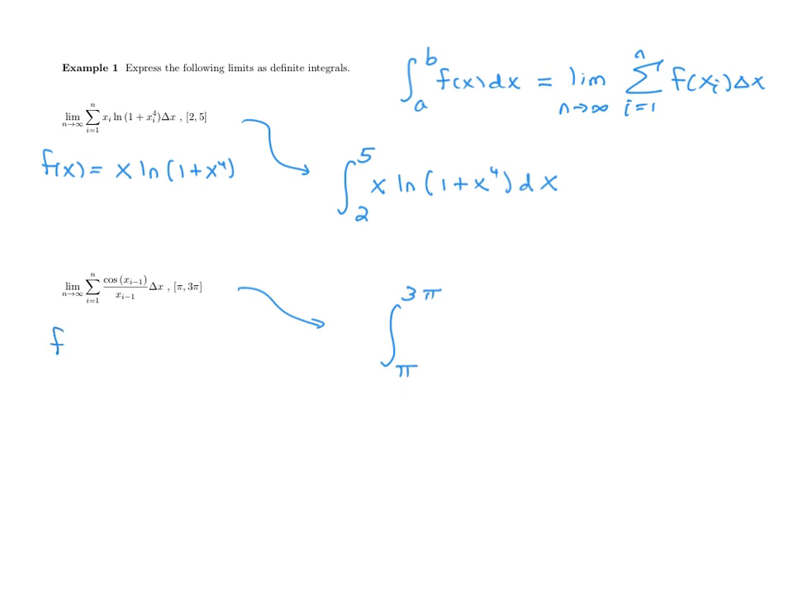So what's the function that we're working with? It is still cosine of x divided by x. So it makes no difference that this is x sub i minus 1 and this is x sub i. This means we're using right endpoints. This means we're using left endpoints, but it still results in a similar function because these two things are the same. So that means we'll put that function right here. That is cosine of x over x dx.